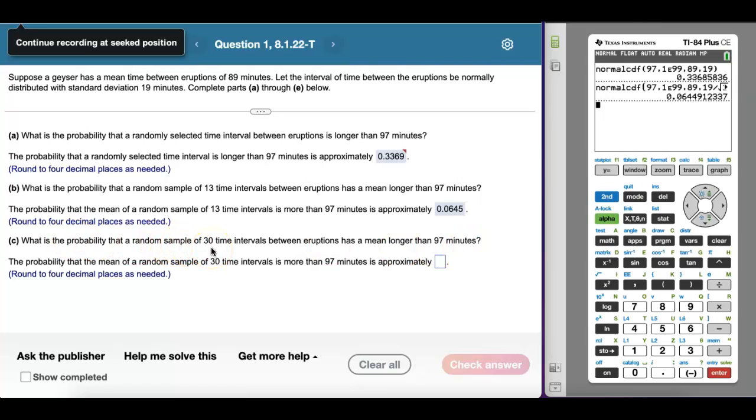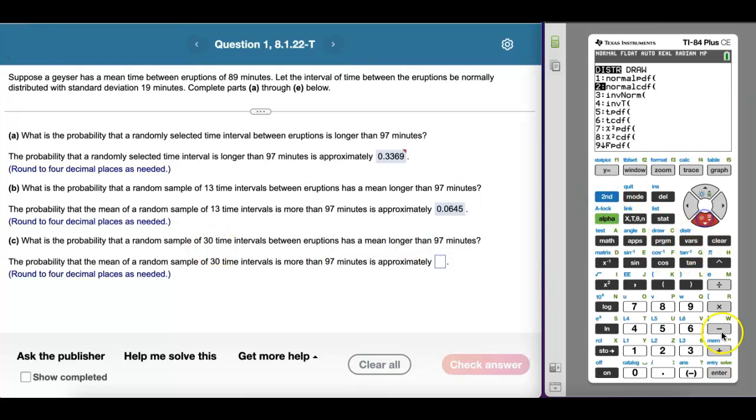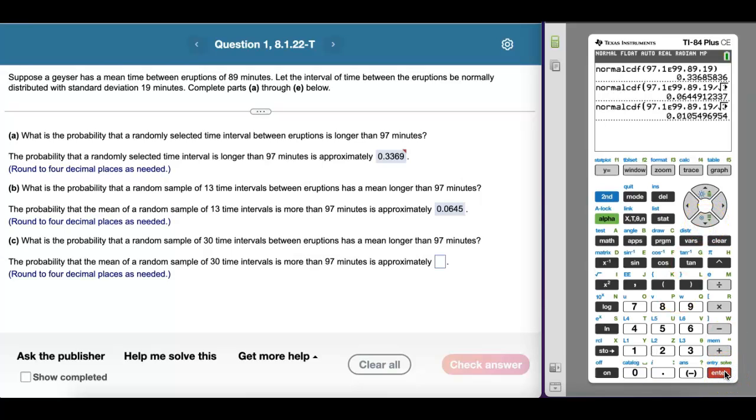In part C, everything else is similar, but the difference is the size of the random sample is now 30. So when I turn to my calculator, what I will do differently for normal CDF is I will change that sample size to 30. And here is that probability: the probability that the mean of the random sample of 30 time intervals is more than 97 minutes.